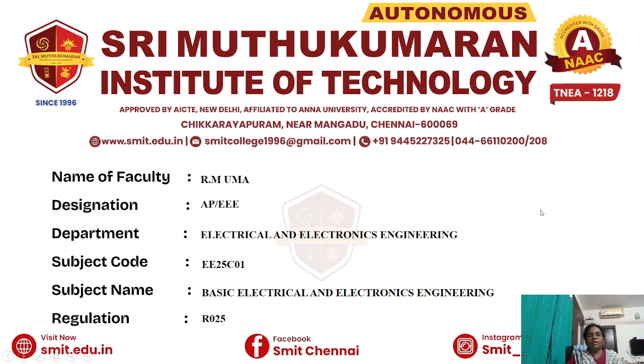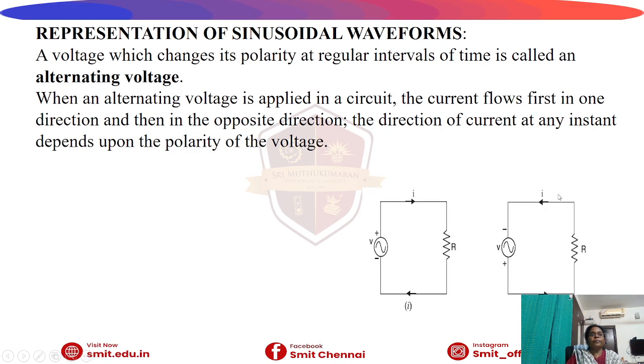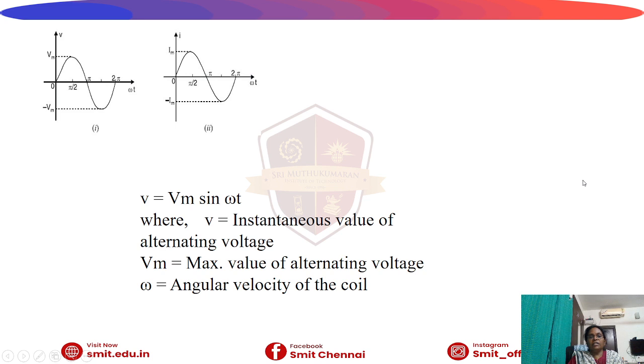Today, we are going to see, in basic electrical and electronics engineering, the representation of sinusoidal waveforms. A voltage which changes its polarity at regular intervals of time is called an alternating voltage. When an alternating voltage is applied in a circuit, the current flows first in one direction, then in the opposite direction. The direction of the current at any instant depends upon the polarity of the voltage, as shown in this figure. The instantaneous value of alternating voltage is given by V max sine omega t, where omega is the angular velocity of the coil.